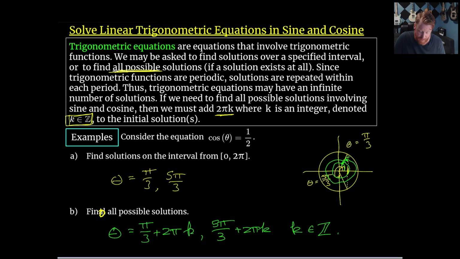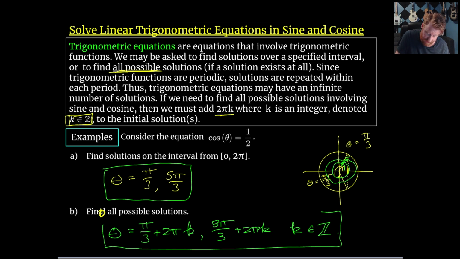Hopefully that's not too messy, but if we're asked to find solutions in just some interval, then we'll just find those exact solutions. There should be a finite number, or if we're asked to find all possible solutions, here we have infinitely many at all revolutions of pi over 3 and 5 pi over 3.